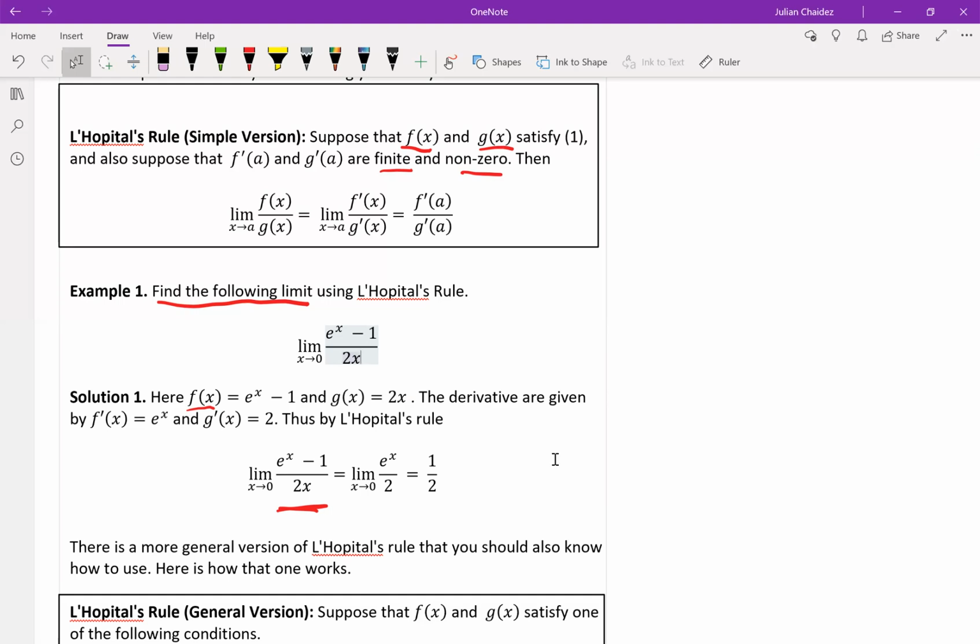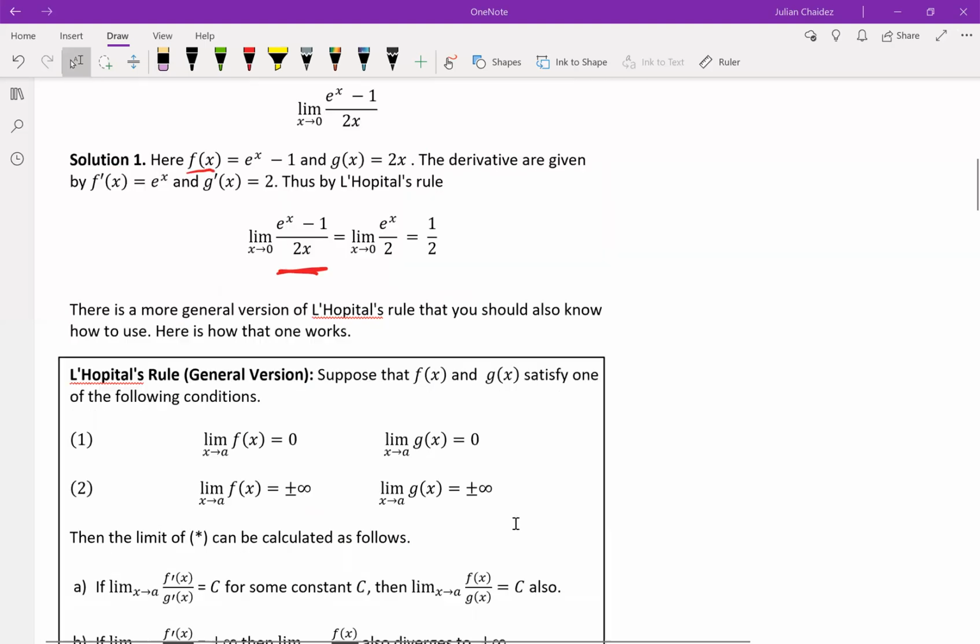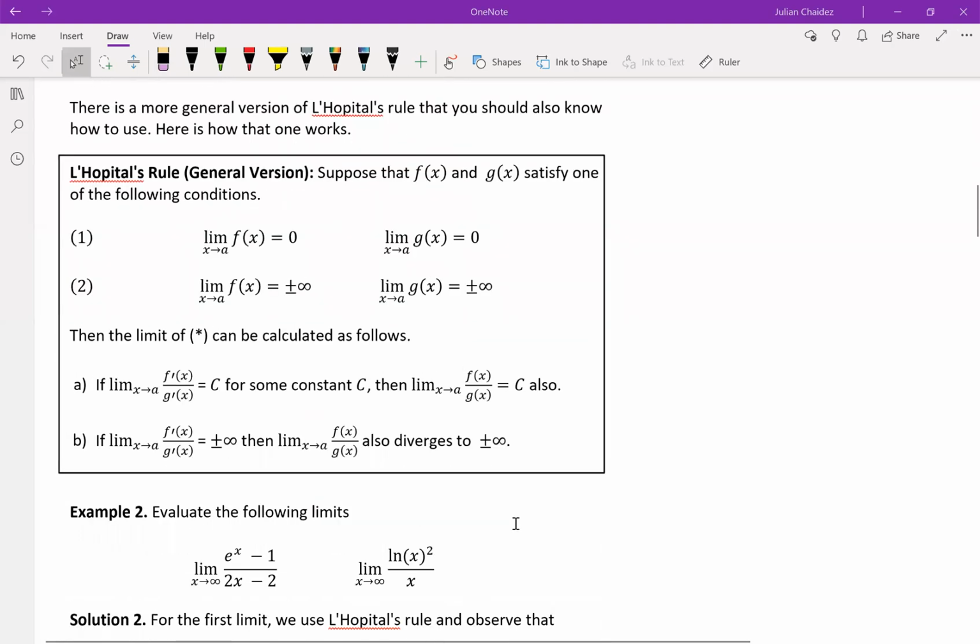All right, and so now there's a more general version of L'Hopital that applies in situations where f of x and g of x go to infinity.